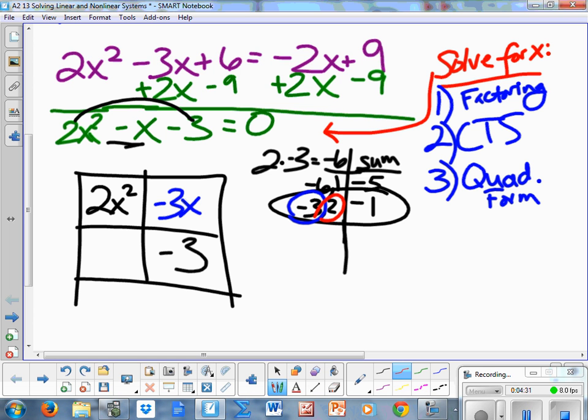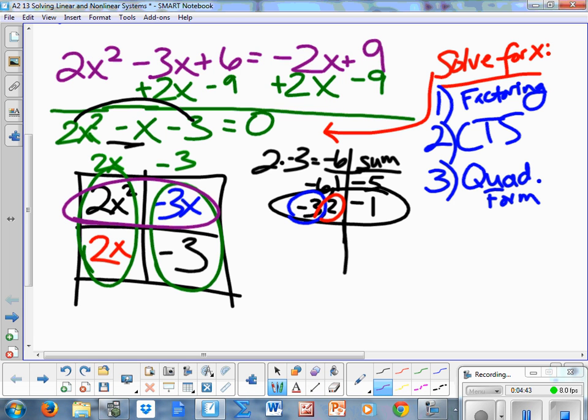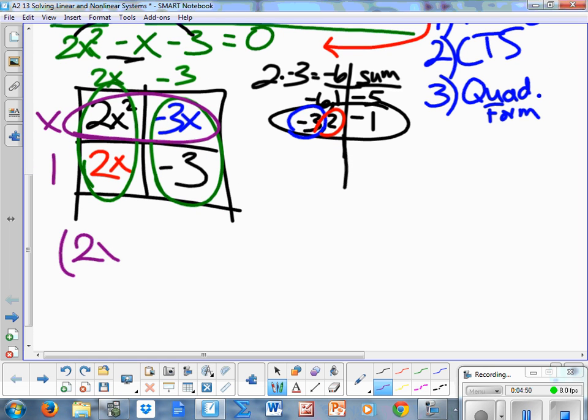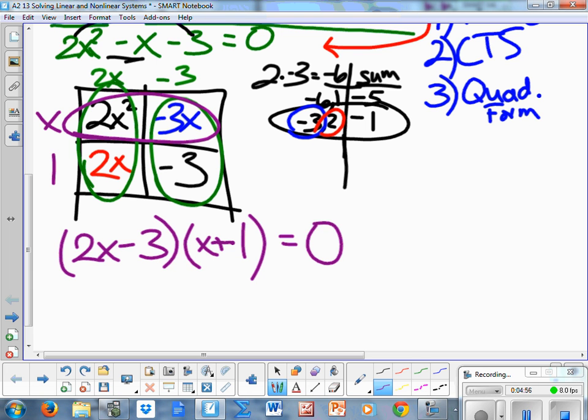and 2x. Now in order to find my factors, I find common here is 2x, common here is negative 3, and across we've got x and 1 down there. So I can write my factors as 2x minus 3 times the quantity x plus 1 equals 0.